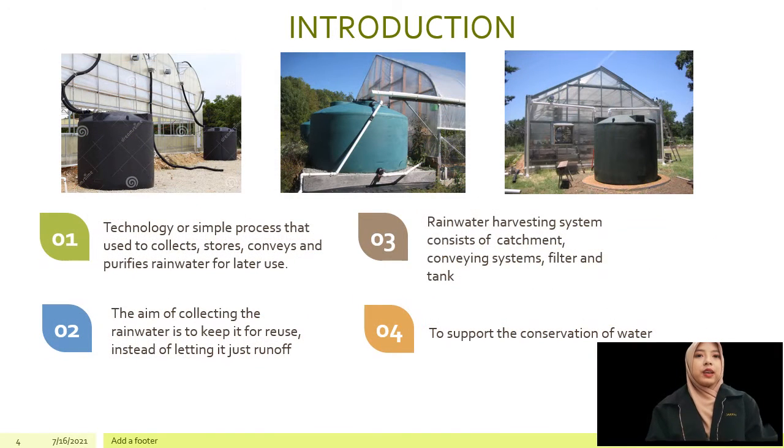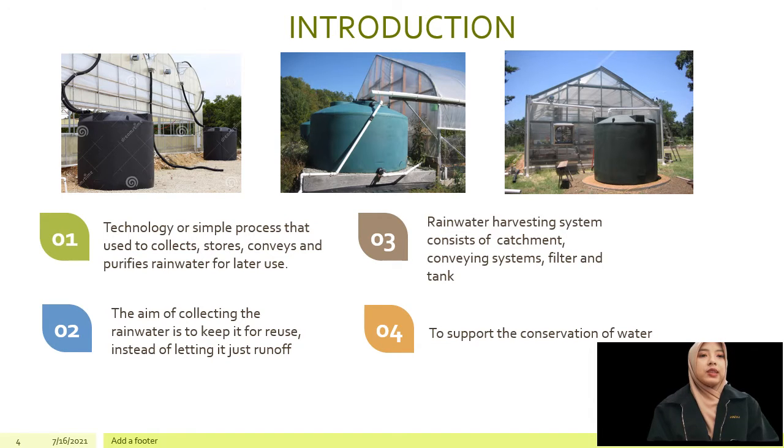While rainwater harvesting system is a technology or simple process used to collect, store, convey and purify rainwater for later use. The aim of collecting the rainwater is to keep it for reuse instead of letting it just run off. As the world population grows, the demand for a water supply is growing higher too. Sustainable use of water could maintain a balance between the demand and supplies.